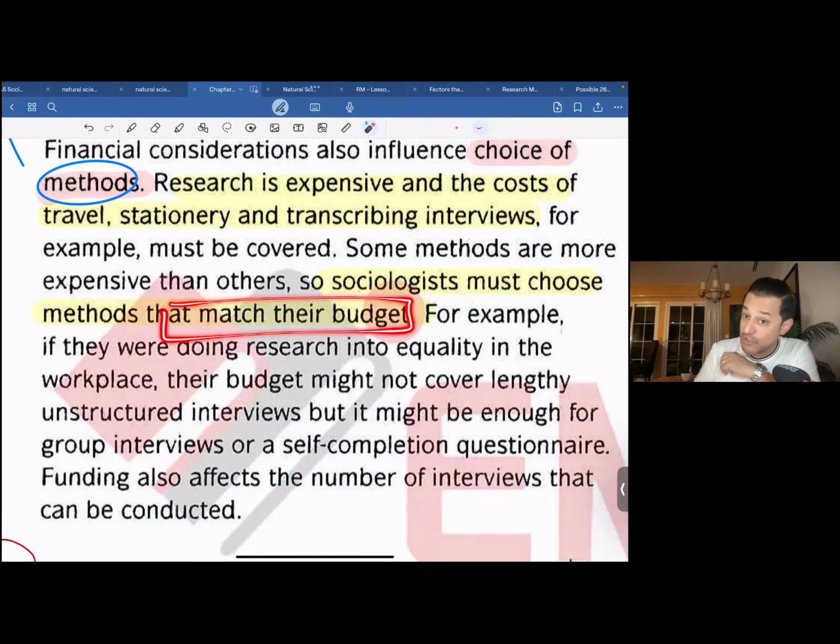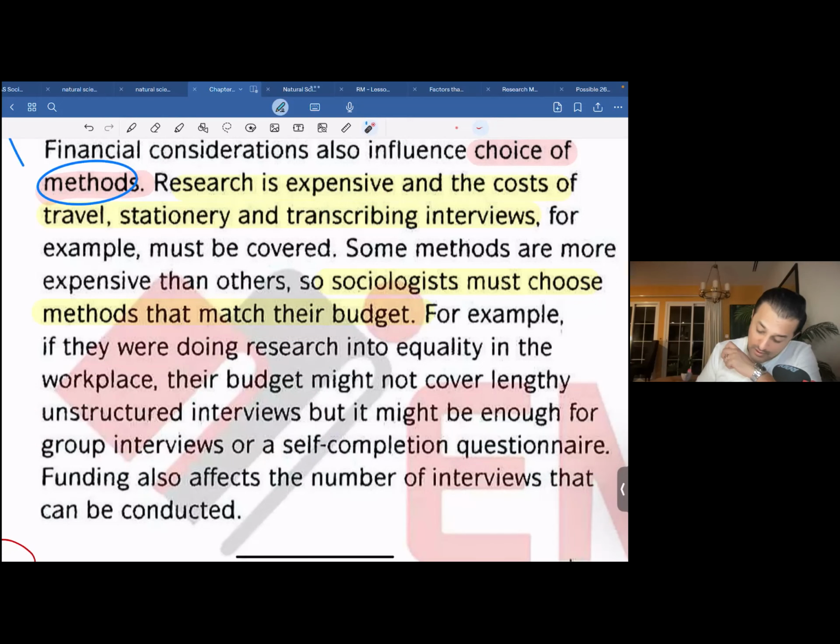So, when you're choosing your method of research, you need to make a point that your method of research matches with your budget, right? Questionnaires, my dear, are relatively cheaper. If you want to conduct a research through unstructured interviews, they would relatively cost you more. Alternatively, if you want to conduct a research through participant observation, that would cost you even more, right?